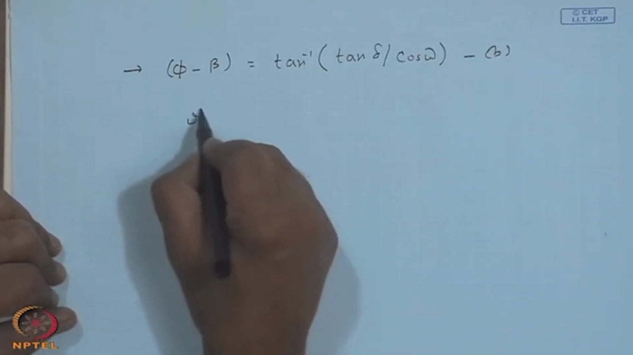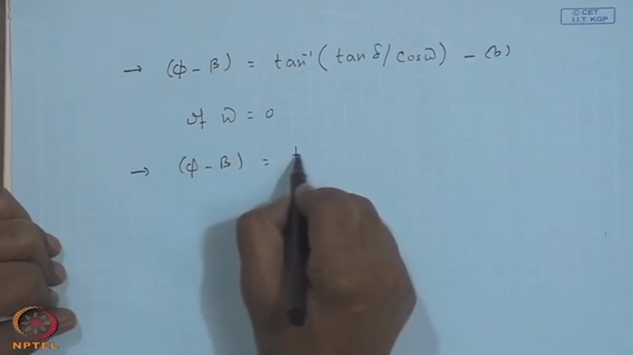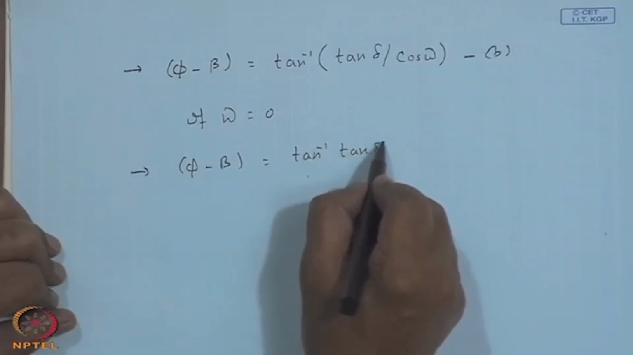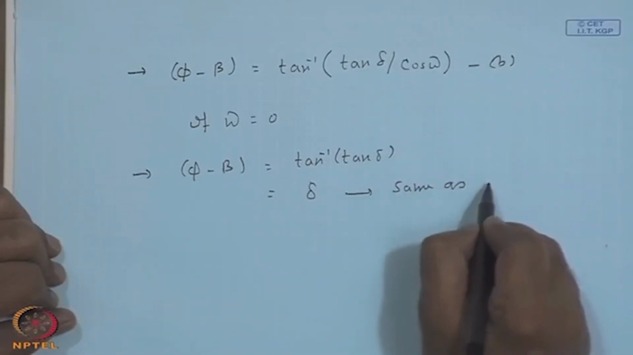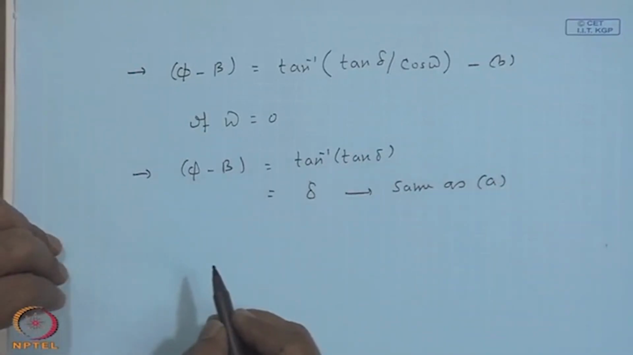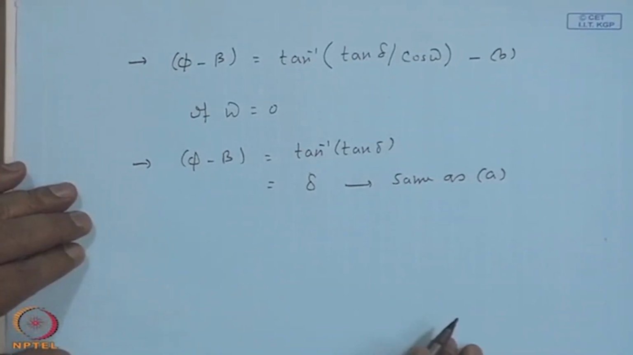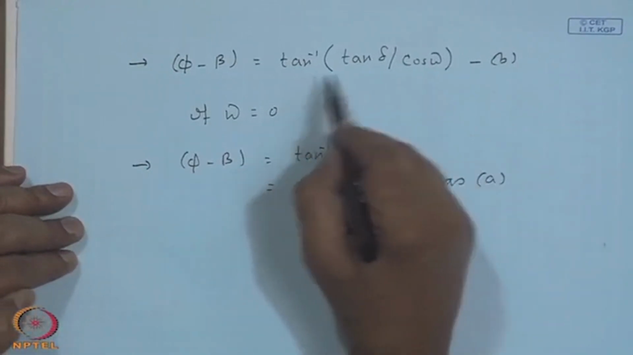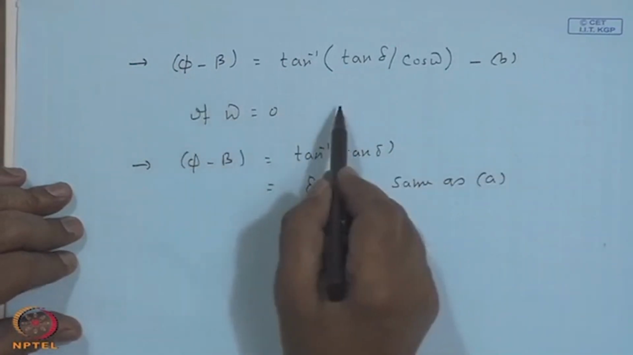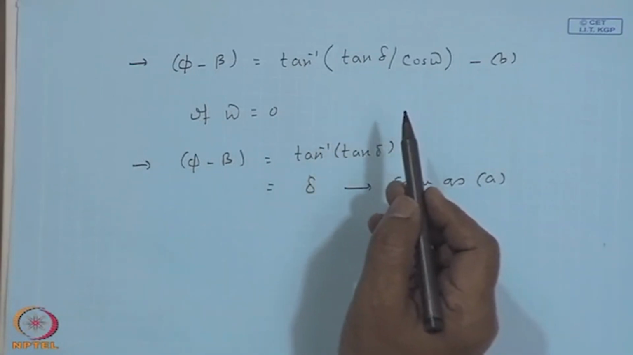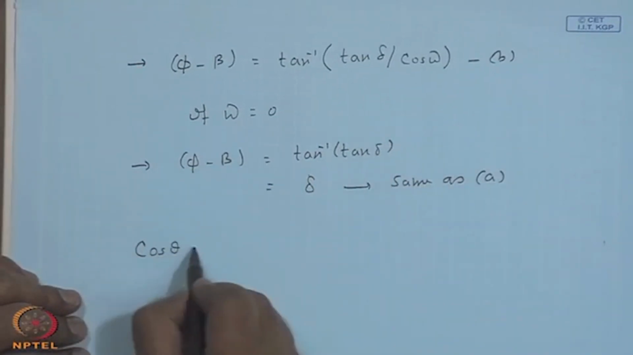Now, let us see if omega is equal to 0. This means phi minus beta equals tan inverse tan delta, which equals delta, same as A. So, the tracking mode 1 condition that the angle of incidence is a minimum at solar noon needs to be satisfied, and it did if phi minus beta is tan inverse of tan delta by cos omega at omega equal to 0, and at any other time I have to choose my phi minus beta according to tan inverse of tan delta upon cos omega.